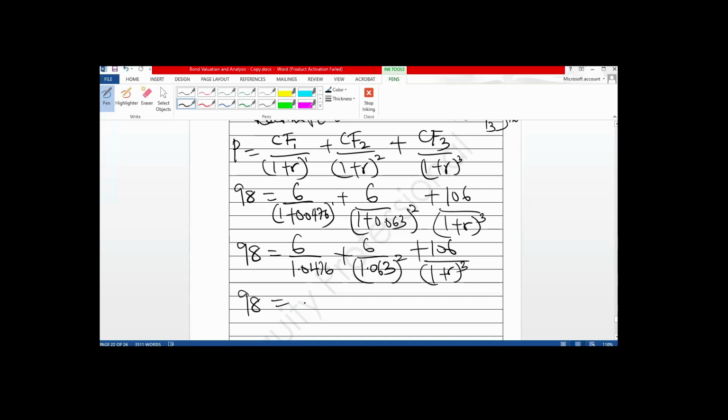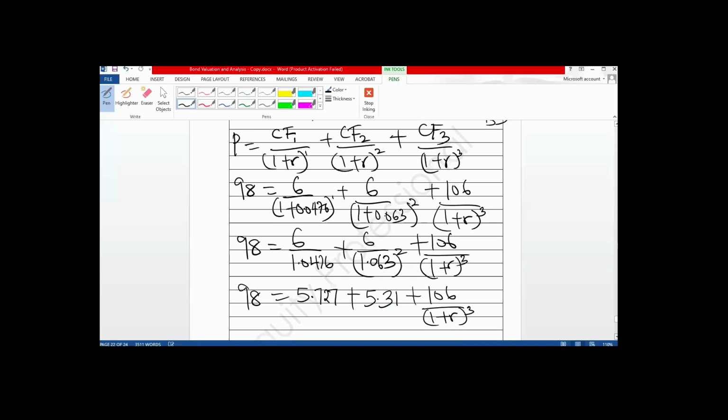98 is equal to 6 divided by 1.0476, which is 5.727. Then 6 divided by 1.063 raised to power 2, which is 5.31, plus 106 over 1 plus R raised to power 3.